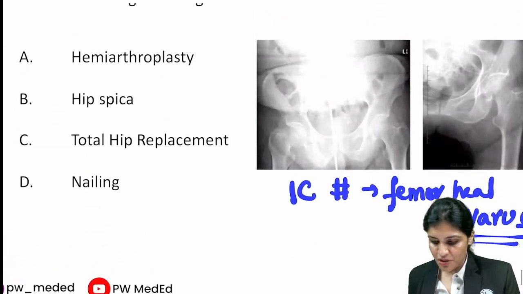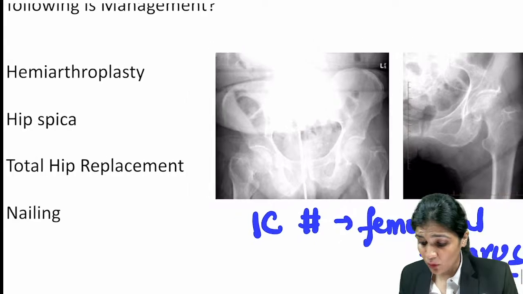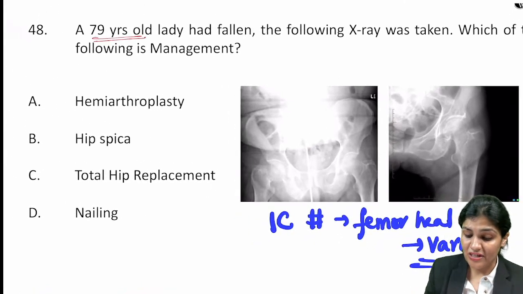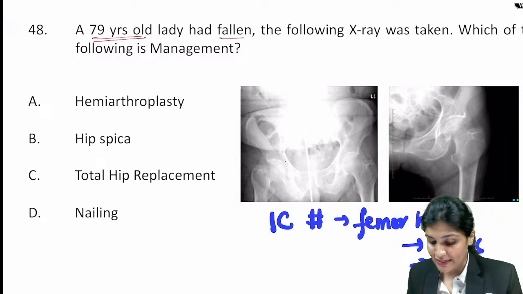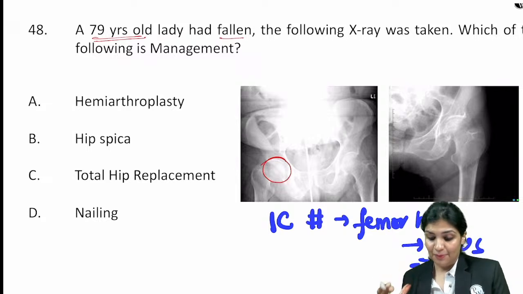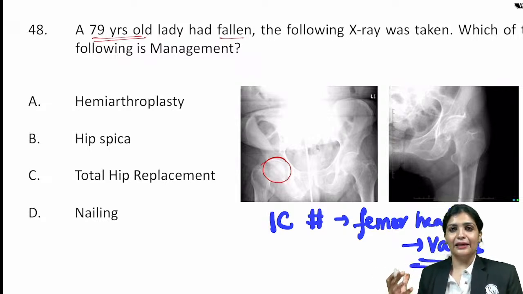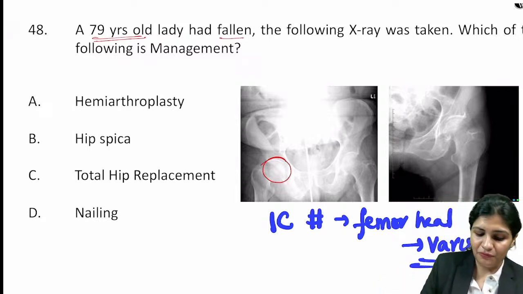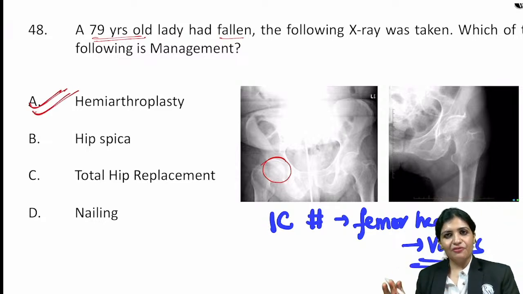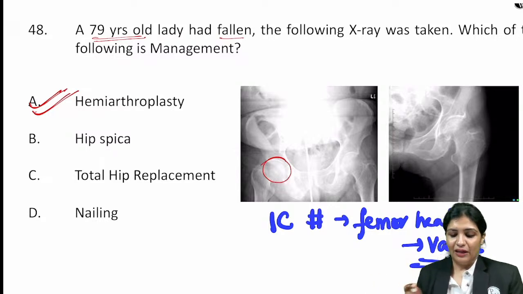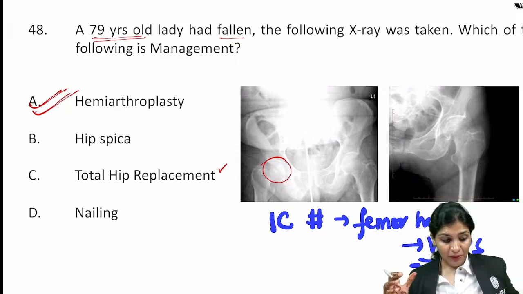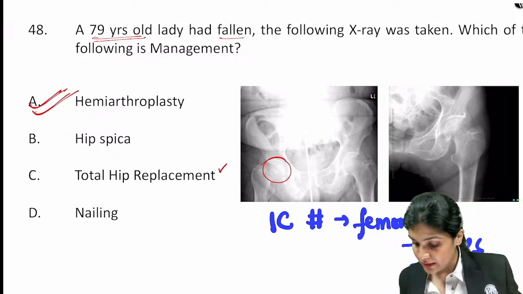Now going back to this question. So this is a 79-year-old lady who has fallen, and the X-ray was taken. This is the X-ray. As for me, the acetabulum is appearing healthy and it is an 80-year-old lady, so usually we prefer hemi-arthroplasty. If this patient was somewhere around 65 to 70 years old, then we would have gone for total hip replacement, right? So here the answer would be hemi-arthroplasty, right?